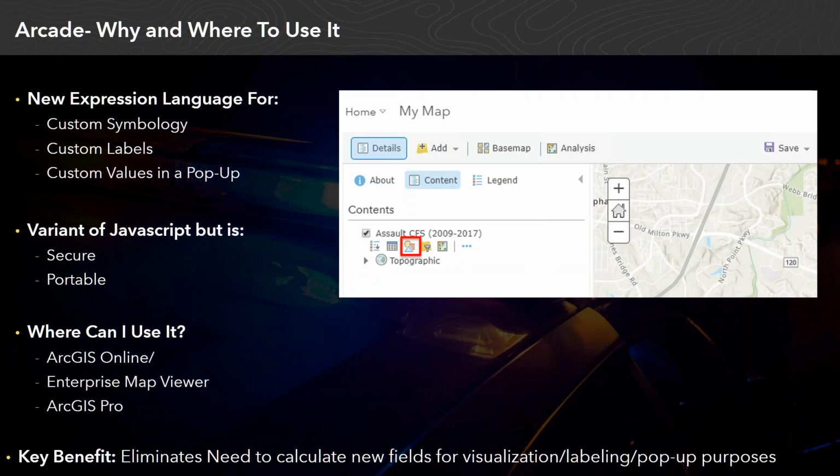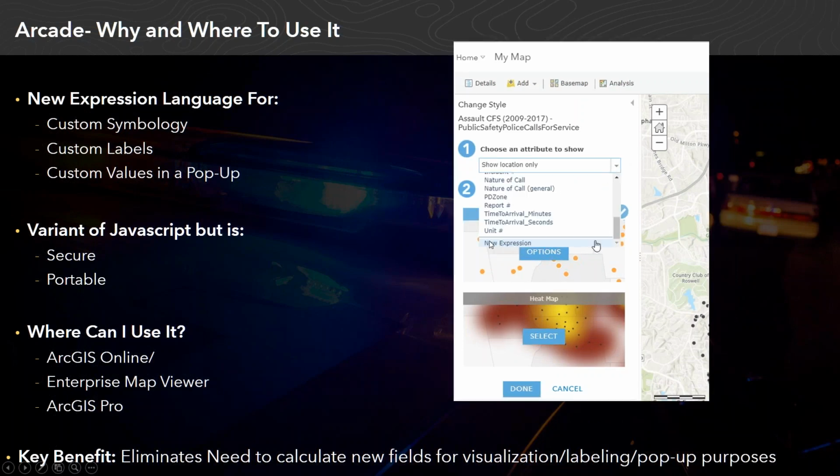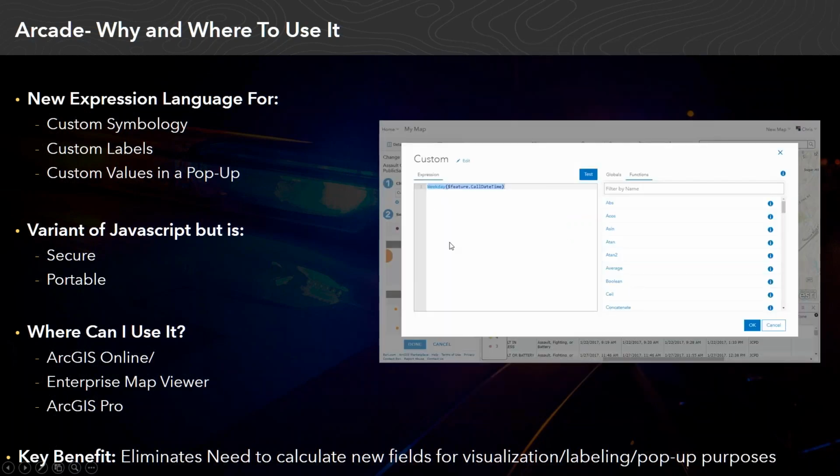Where will you find Arcade? Well, in the Web Map Viewer in ArcGIS Online or ArcGIS Enterprise. You'll find it for symbology under the control symbology icon in red. When you open that up, under the first drop-down for choose an attribute to show, if you open up that drop-down and scroll all the way to the end, you'll see a little option that says New Expression. You select that, and that will open up the expression window for creating custom symbology.